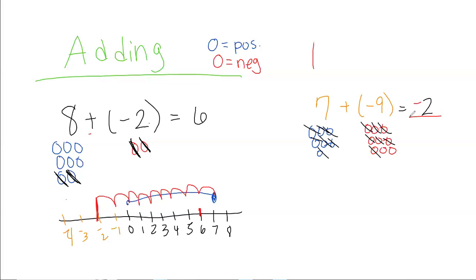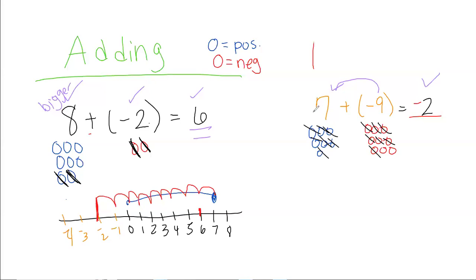Okay. So you might have noticed that we actually subtracted the numbers. 8 subtract 2 is 6. And here, 9 subtract 7. You do the big one minus the little one. 9 subtract 7 is 2. And what happens is the sign goes with the bigger number. So see how 8 was bigger? And that's why there was more blues left over. So that's why the answer is positive.